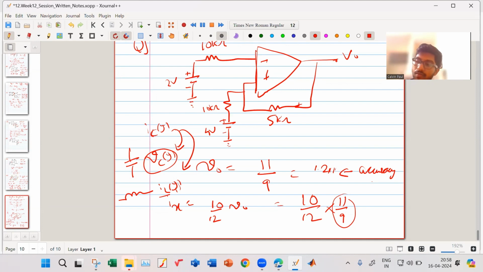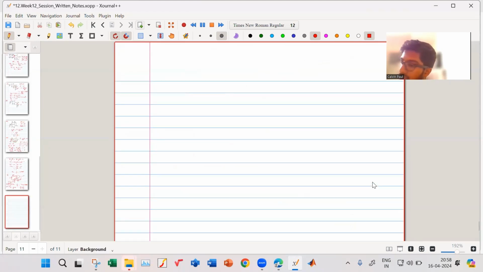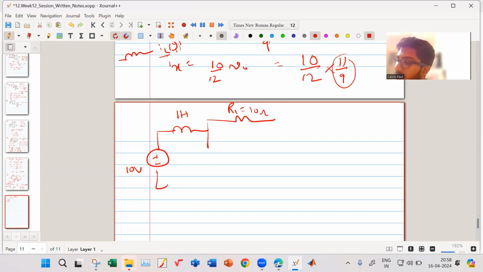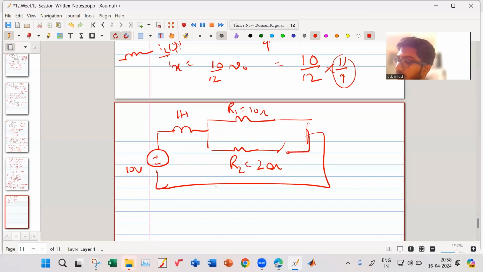All right, let me draw your circuit. You have a voltage source, assume 10 volt. You have an inductor of 1 Henry. You have R1, let us say 10 ohm, grounded. R2 is 20 ohm. There is a switch here, and then this is connected to ground. Yes, this is your setup. So your initial IL of 0 minus was 10 by 10, which is 1 ampere.